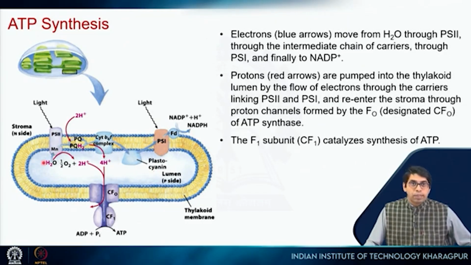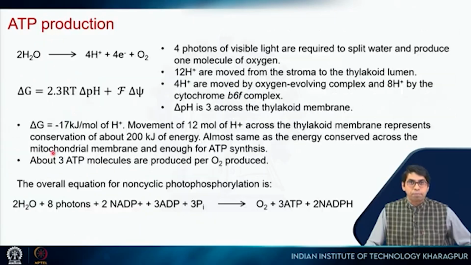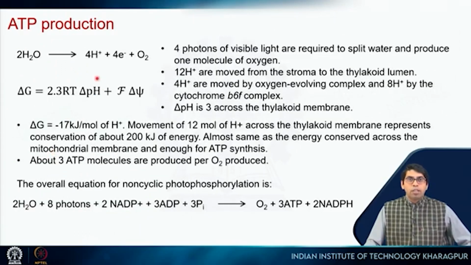So that is something that happens here, okay. So now let's look at these calculations, okay. So 4 photons of visible light are required to split water and produce 1 molecule of oxygen. This is what we just saw. So it turns out that 12 hydrogen ions are moved from the stroma to the thylakoid lumen, okay.